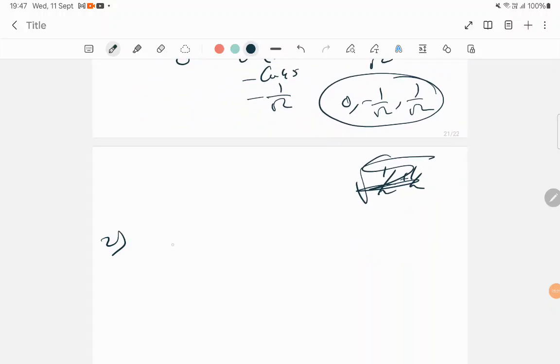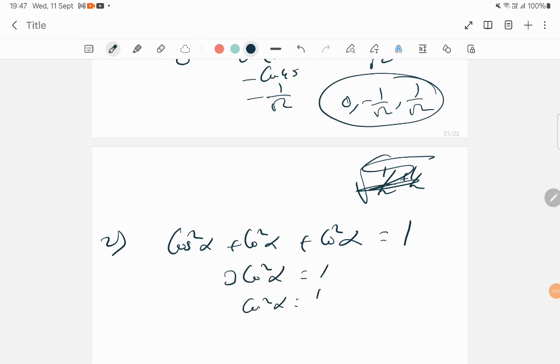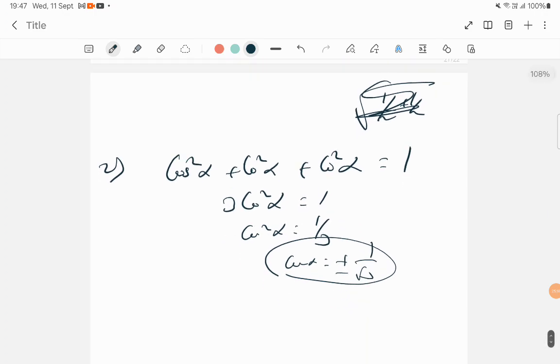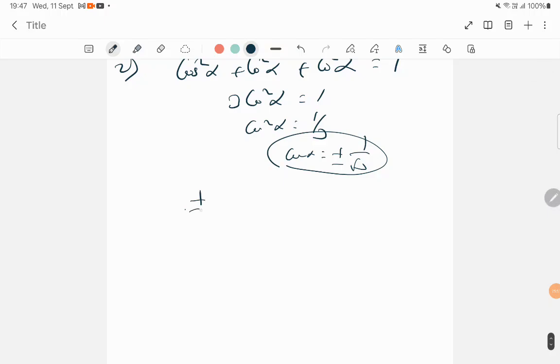Find the direction cosine of the line which makes an equal angle with all the axes, which means cos square alpha plus cos square alpha plus cos square alpha is equal to 1, because cos square alpha plus cos square beta plus cos square gamma is equal to 1. All the angles are the same. So 3 cos square alpha is equal to 1. Cos square alpha is 1 by 3. Cos alpha therefore is plus or minus 1 by root 3. So the direction cosines of the line are plus or minus 1 by root 3, plus or minus 1 by root 3, and plus or minus 1 by root 3.